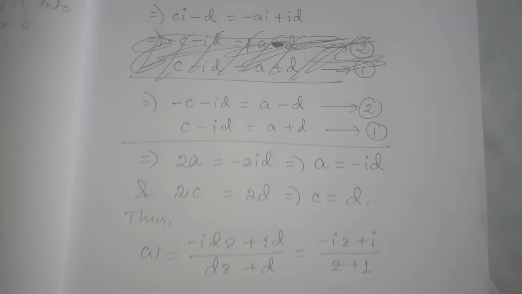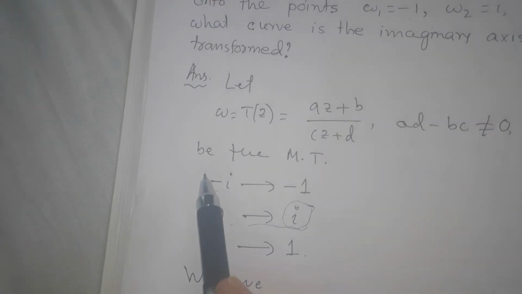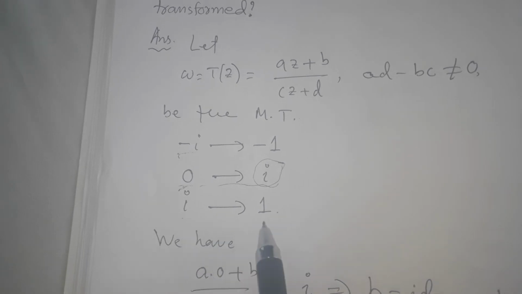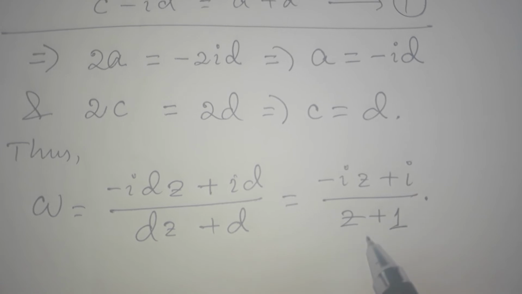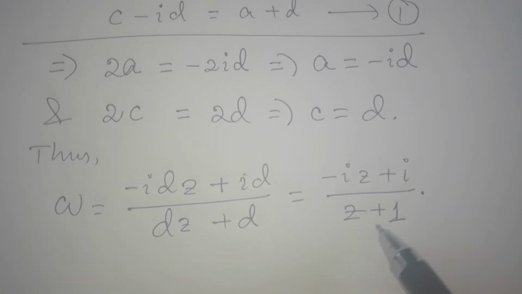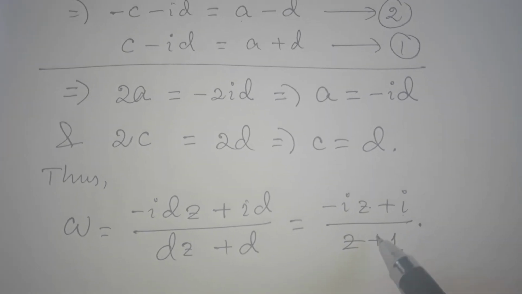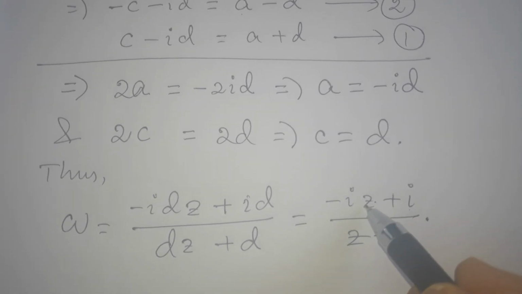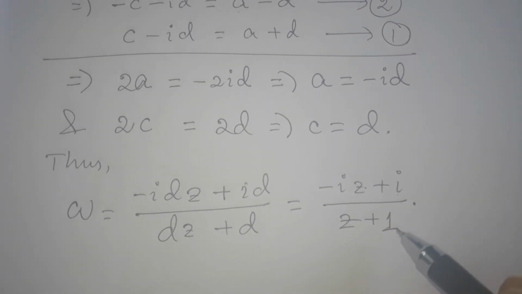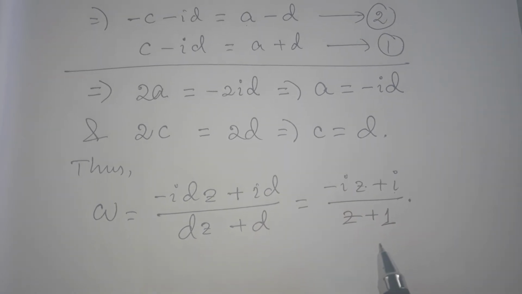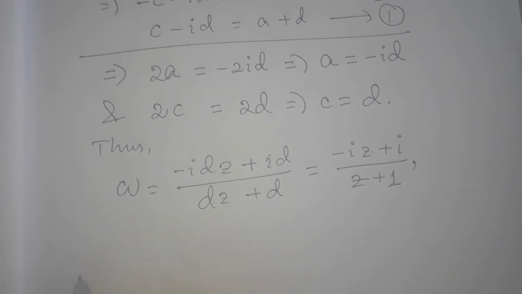So this is the Mobius transformation that transforms these three points, minus i, 0, i to minus 1, i, 1. Once you find this, you can verify: when z equal to 0, you see that w is i. Similarly, if z equal to i, you see that this is i plus 1 over i plus 1, so it is 1. Similarly, you can verify for z equal to minus i. So this is the required Mobius transformation.